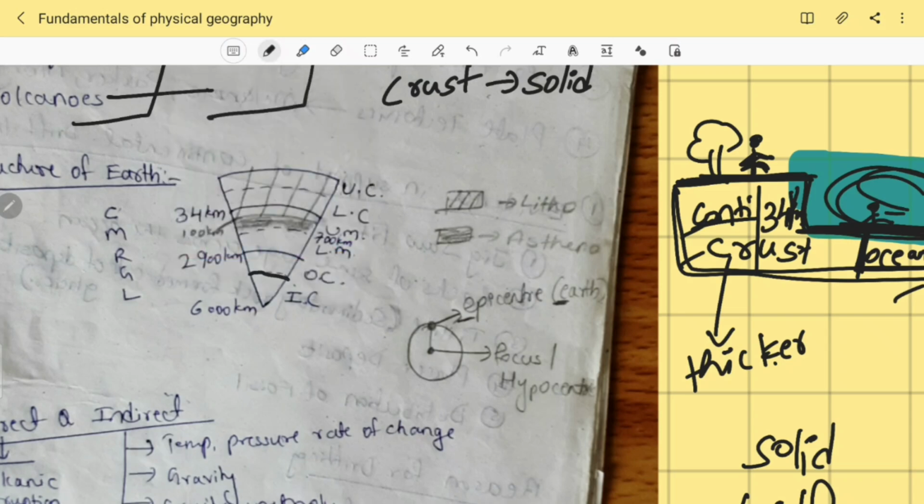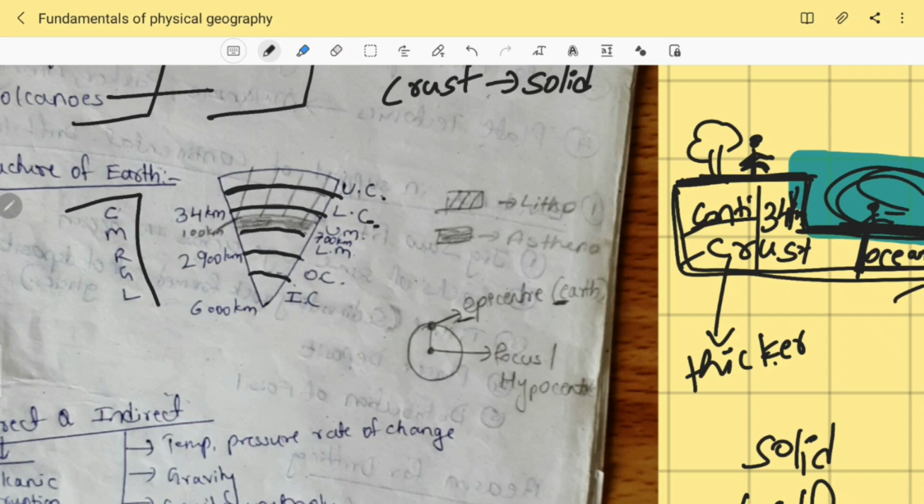Can you see these lines over here? These lines are known as discontinuity. It differentiates one part from the other, like the upper crust is differentiated from the lower crust by this line. So this is known as discontinuity. These discontinuities are given different names.